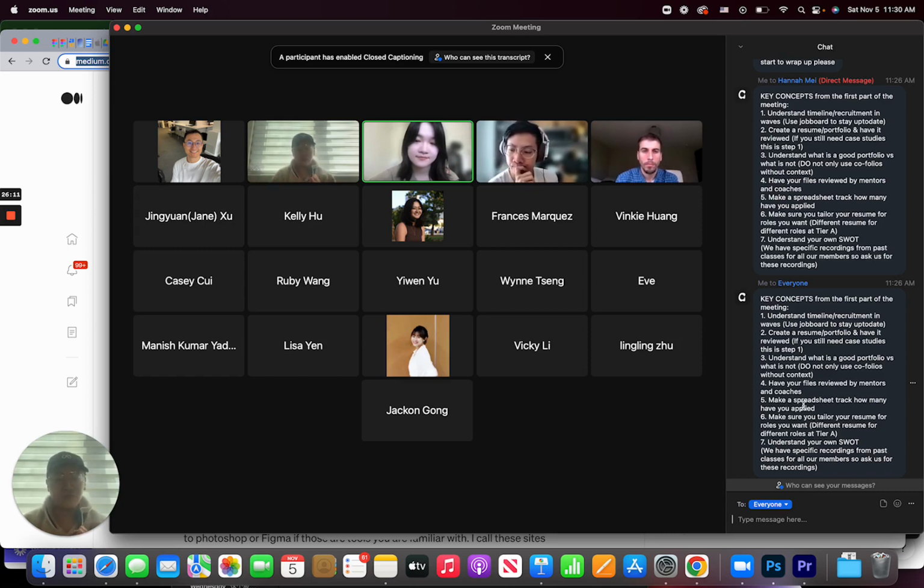And then number 5, Hannah mentioned this a lot. Using the spreadsheet to track what you've applied to is very important, because this makes sure that you know what roles you applied to, which ones you didn't hear back from, and which roles you got instantly rejected from, so you can analyze your own data.